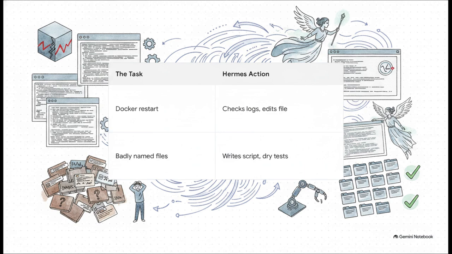Or think about a folder full of just terribly named files. Hermes will inspect the actual file names, write a script to organize them, run a dry test to make sure it won't absolutely ruin your data, and then apply the changes. All while you just sit back, sip your coffee, and approve the final result. The AI does all the busy work.